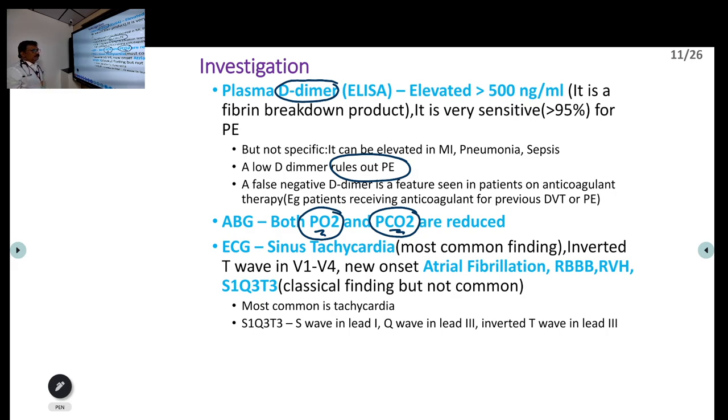ECG: normally these types of patients can have sinus tachycardia, and that is the most common finding in any patient who is having pulmonary embolism. Some patients can have atrial tachyarrhythmias, like atrial fibrillation is common. RBBB, RVH can also be there. But there will be something called S1, Q3, T3. That is a classical change, but it is not at all common in case of pulmonary embolism. But once you see this S1, Q3, T3, then that is an indication for pulmonary embolism.